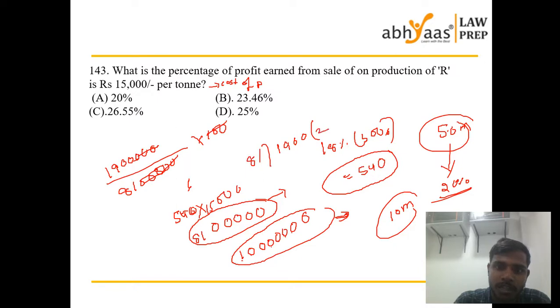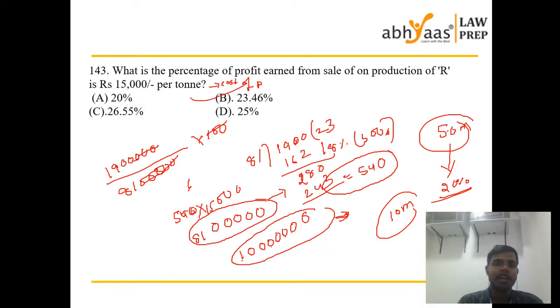81 2 is 162. Next it is 180. 81 3 is 243, 81 4 is 324, so it will be approximately 23%. So in the given options, option B will be your correct answer. 23.46 will be the right answer.